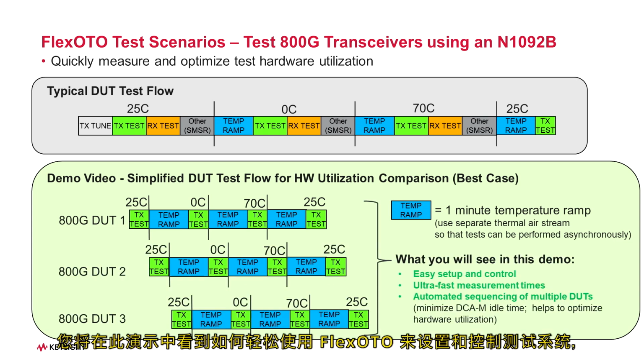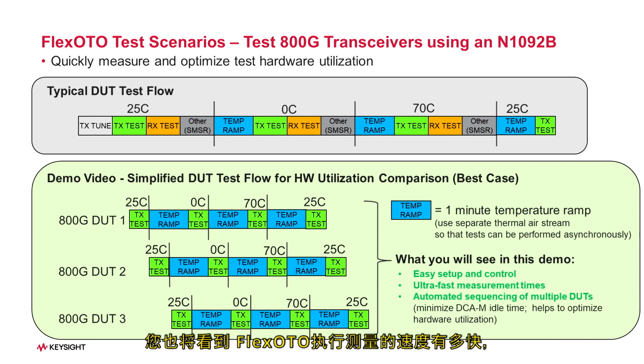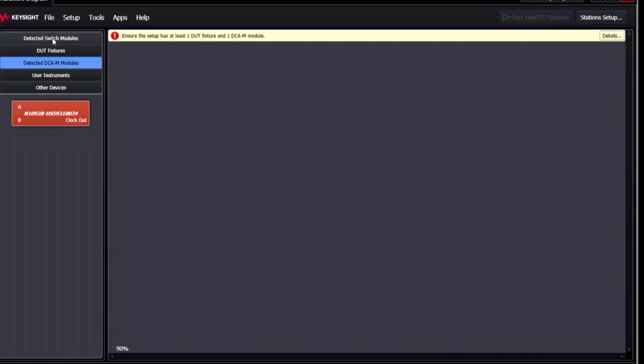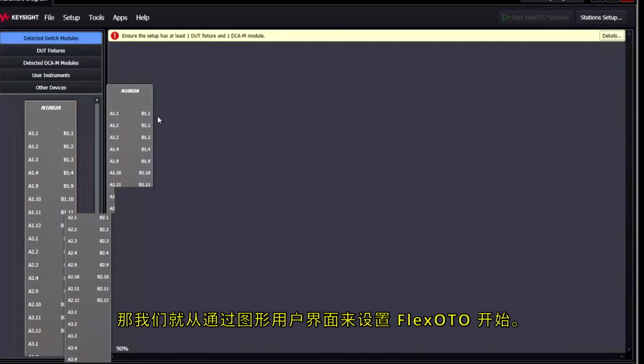What you'll see in this demo is how easy it is to use FlexOTO to set up and control your test system. You'll see how fast FlexOTO is able to perform measurements and how it automatically sequences multiple devices to optimize hardware utilization. Let's start by setting up FlexOTO via the GUI.